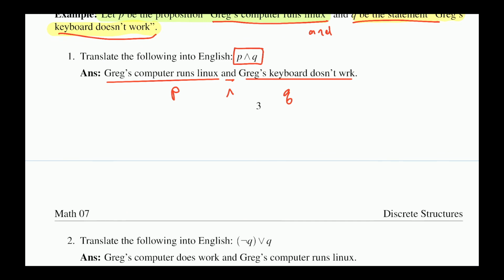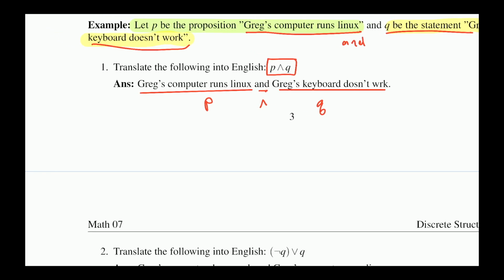So Greg's computer runs Linux, and Greg's keyboard doesn't work. P and Q. Okay. Now, I'm trying to cover up the answers here. That's kind of tricky to do. So I'm going to not uncover the answer yet. We're going to try to do this one. So it says translate into English.